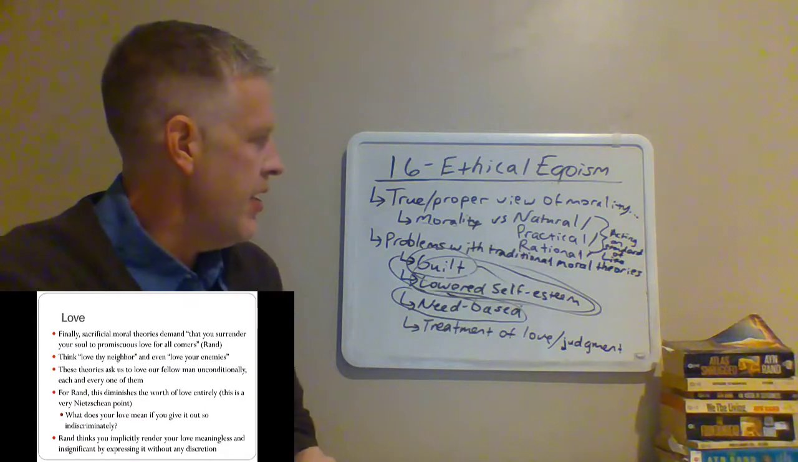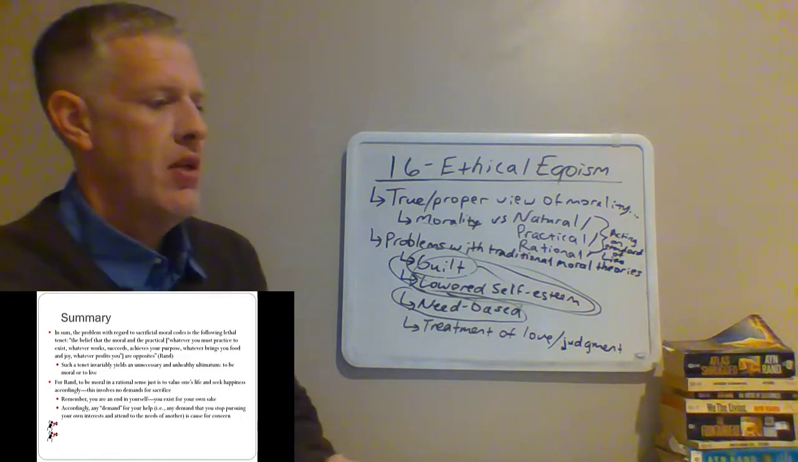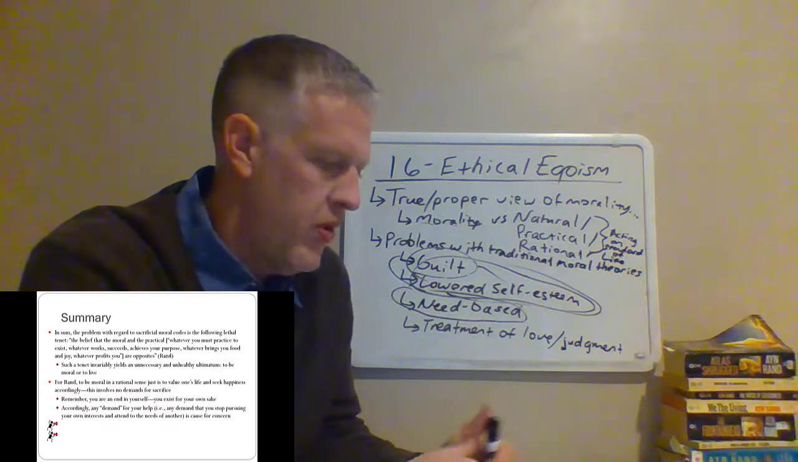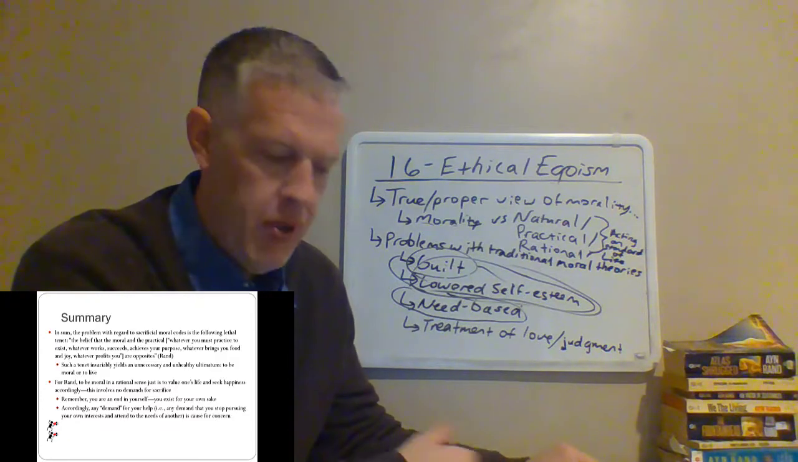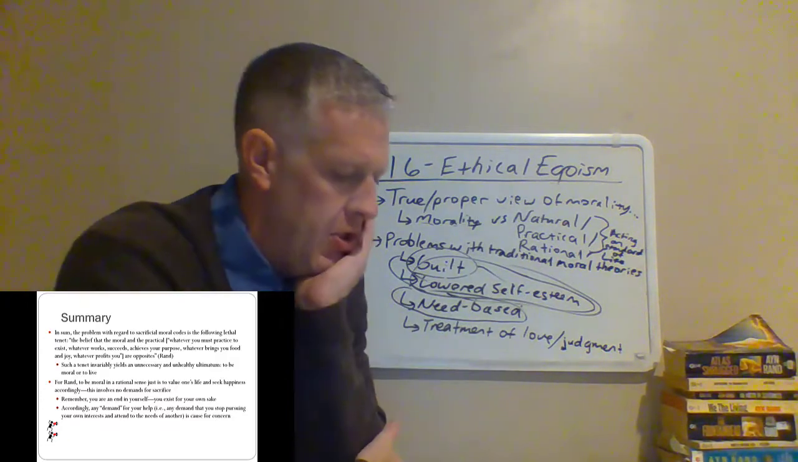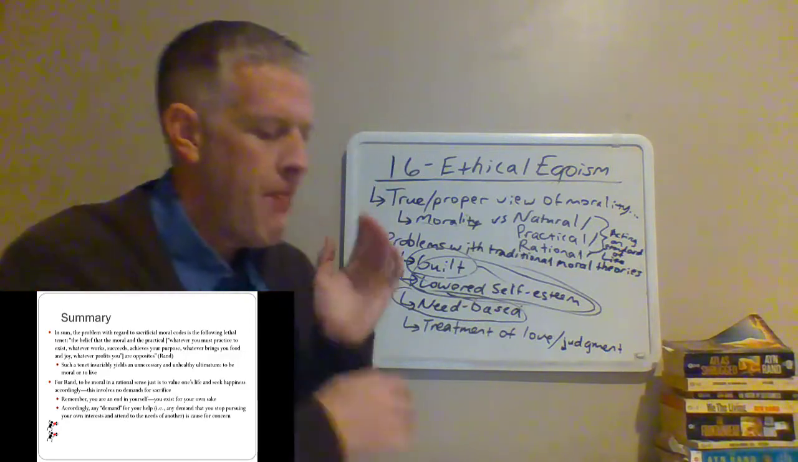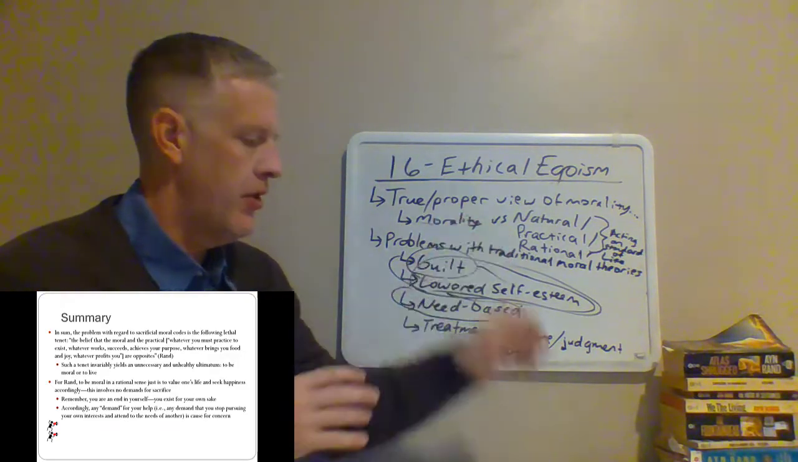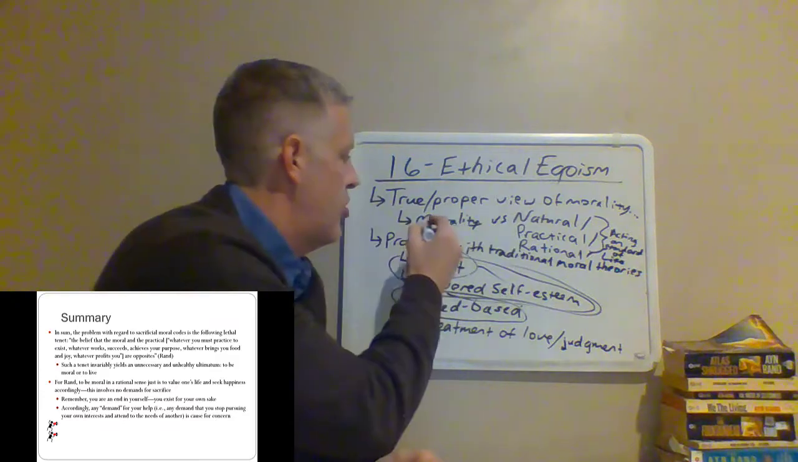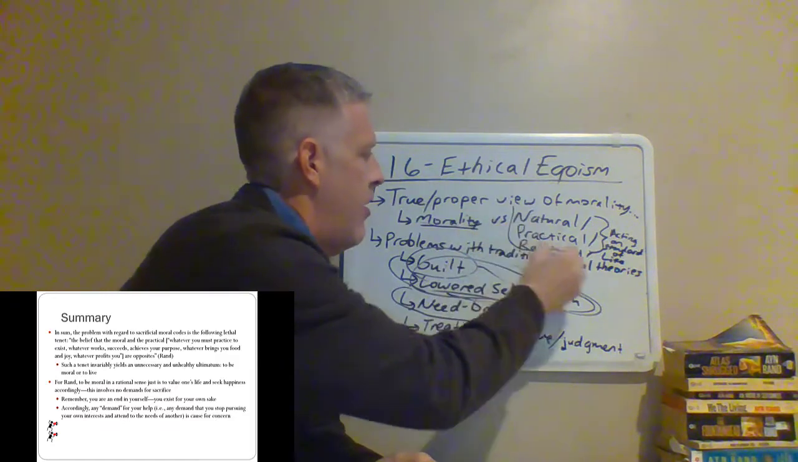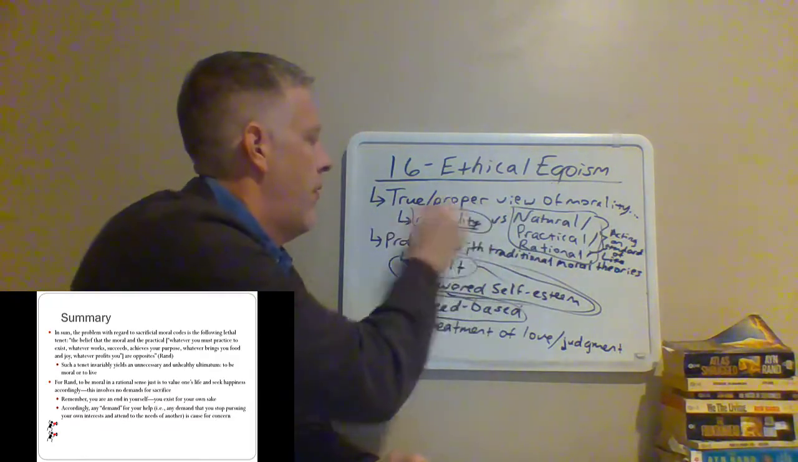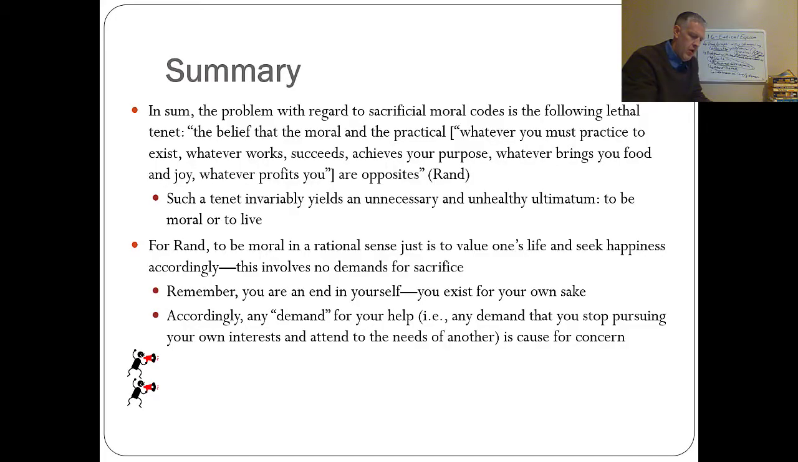Okay, let's turn to slide 16 and summarize what we've said in both the part one and part two videos. So in sum, the primary problem she has, as we've been mentioning, is this: traditional moral theories are putting these at odds. So is the following lethal tenet. This is the problem she highlights. This is the primary problem.